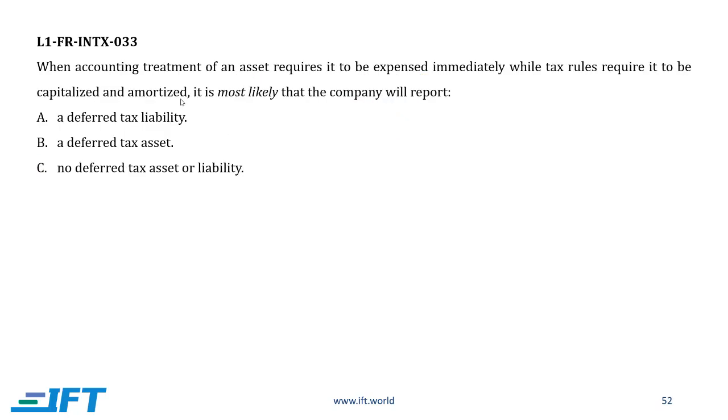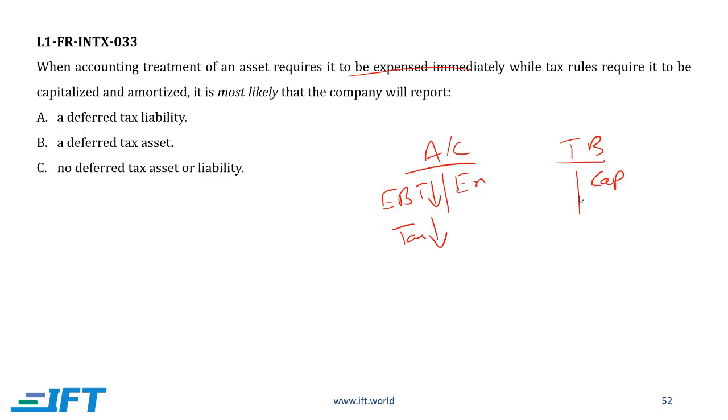Question number 33. When accounting treatment of an asset requires it to be expensed immediately. So this is your accounting and this is your tax book. Over here we are expensing it immediately. If we expense, what happened to your EBT? It goes down. Taxes go down. While tax rules require it to be capitalized. If it is capitalized, then we are not expensing. What happens to your EBT? Goes up. What happens to your taxes? Goes up. We are paying more taxes than required. So what is happening? A deferred tax asset is generated.